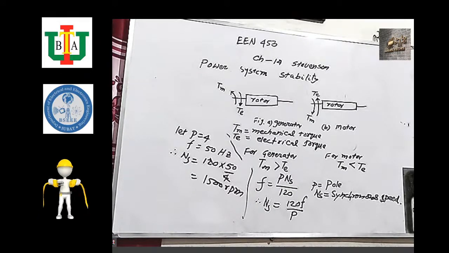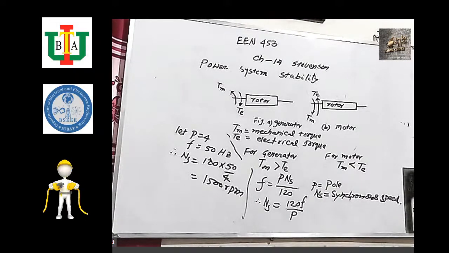If there is a short circuit fault or an open circuit fault, or any change of load occurs in the machine, then the synchronous speed will not be maintained. Then the 50 hertz frequency will also not be maintained. In that case, we say that the machine has a stability problem. Understand? What is the stability problem?